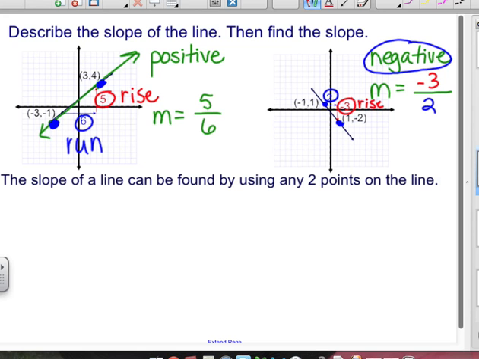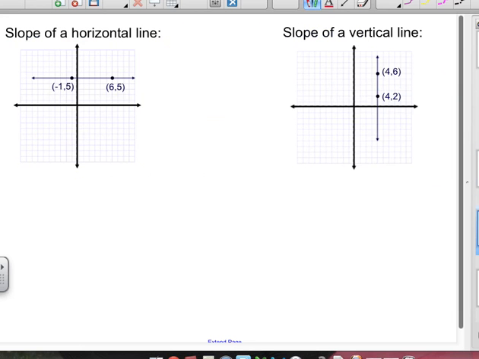So when you come back to class, we're going to be looking at graphs of lines. We're going to be finding the rise and the run. How far did the point move up and down? How far did the point move right or left? And we're going to be setting up these ratios to represent the slope of a line. There's a couple special cases we need to talk about before I end this video.